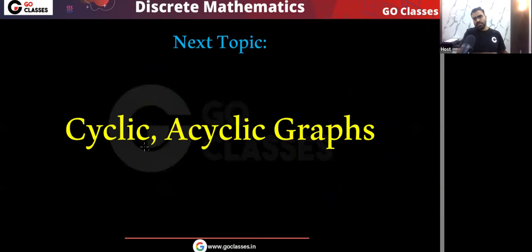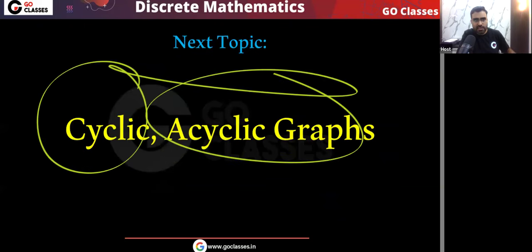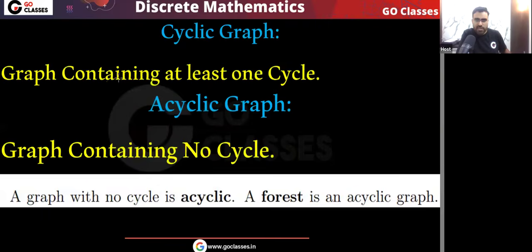Let's see the next topic, that is cyclic graph and acyclic graph. The name itself is telling you: cyclic graph means a graph containing at least one cycle. Acyclic graph means a graph containing no cycle. So a graph with no cycle is acyclic. And let me tell you, another name for acyclic graph is forest.